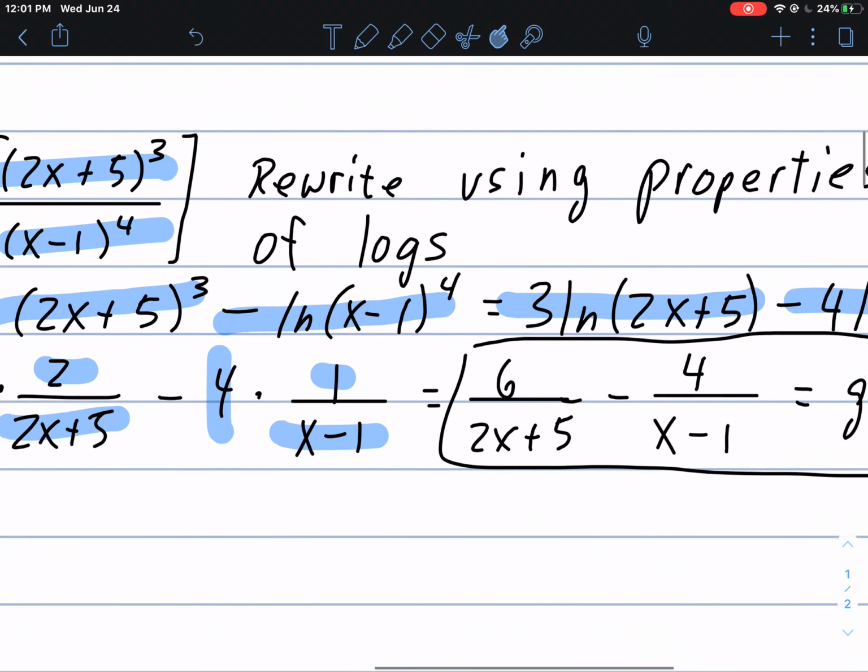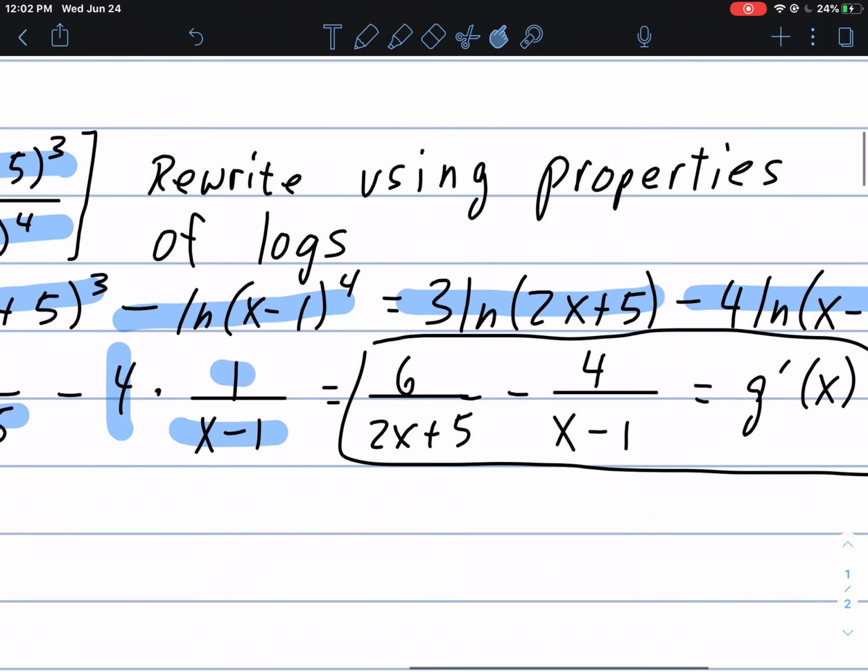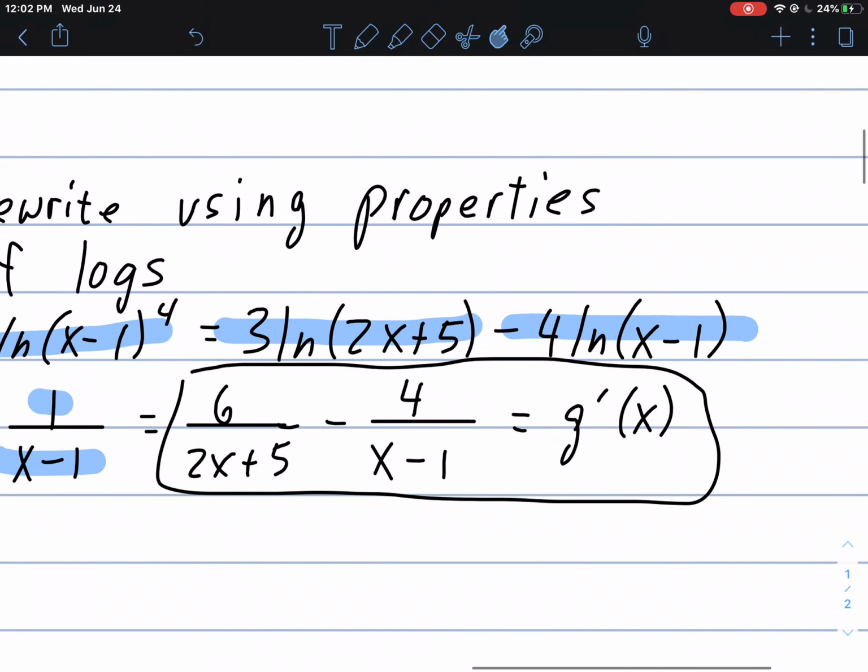So I've got 3 times 2. I could write that as 6 over 2x plus 5 minus 4 over x minus 1. And that is our derivative g prime.